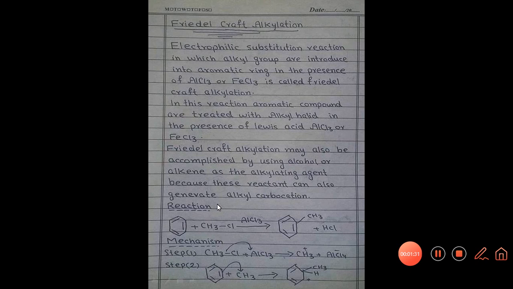So let's go straight to the reaction and the mechanism involved in Friedel-Crafts alkylation. This is an example where an aromatic compound, a benzene ring, is treated with an alkyl halide in the presence of aluminum chloride, to yield an alkylated benzene or alkylated aromatic compound and HCl. So this is the simple reaction involved in Friedel-Crafts alkylation.